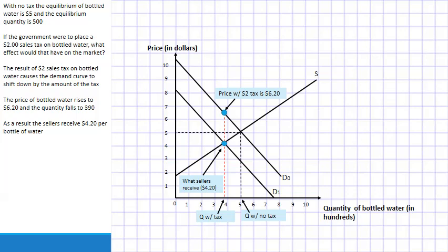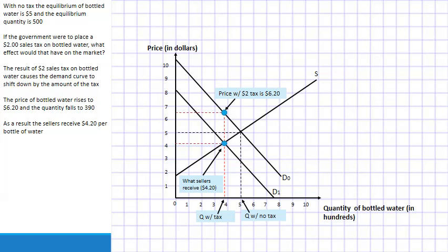$4.20 at that 390. So notice what's happening here. Consumers are paying $6.20 while sellers are receiving $4.20. So there's your $2. What separates the price consumers pay and the price that firms receive? It's the amount of the tax.